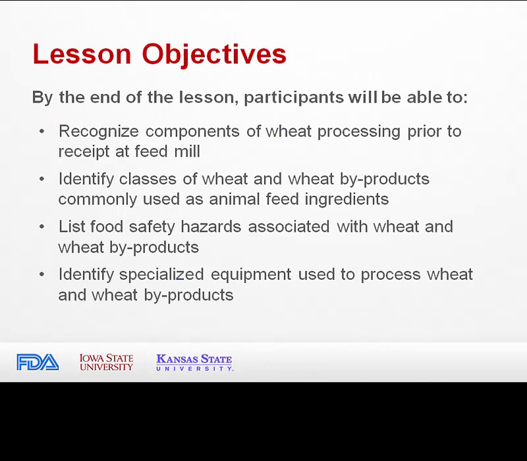By the end of this lecture, participants will be able to recognize components of wheat processing prior to receipt at the feed mill, identify classes of wheat and wheat byproducts commonly used as animal feed ingredients, list food safety hazards associated with wheat and wheat byproducts, and identify specialized equipment used to process wheat and wheat byproducts.